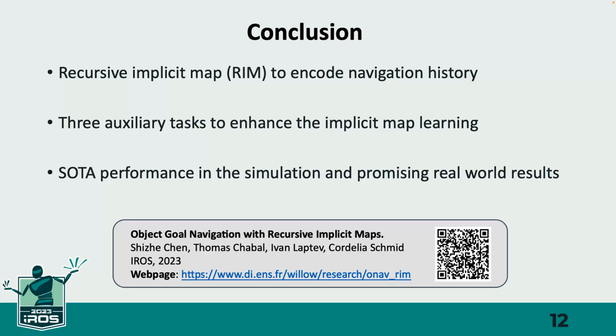To conclude, we propose a recursive implicit map to encode navigation histories for object-go navigation and use 3 auxiliary tasks to enhance the map learning. We achieve state-of-the-art performance in the simulation and promising real-world results.